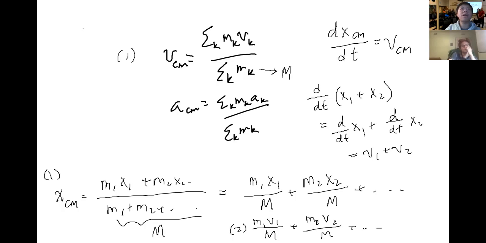So then in that case, why is it that I can say that the acceleration of the center of mass is equal to the sum of all m times a over the sum of m? Yes, the same logic, right? I can do the same thing again where I can say, for formula three, d/dt of v1 plus v2 is equal to a1 plus a2, right? So which is why I can split it up again and do the exact same thing. And then what I end up with is the sum of mk ak over the sum of mk, right? And again, this is big M, which is the sum.